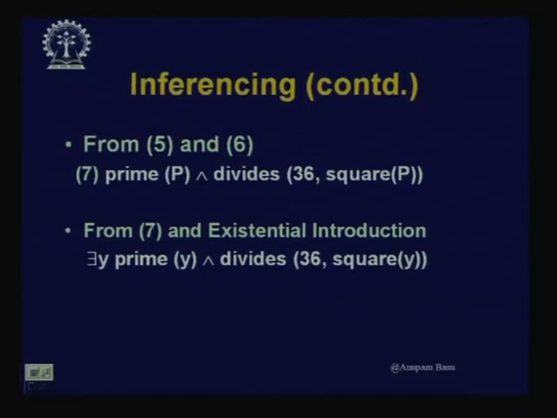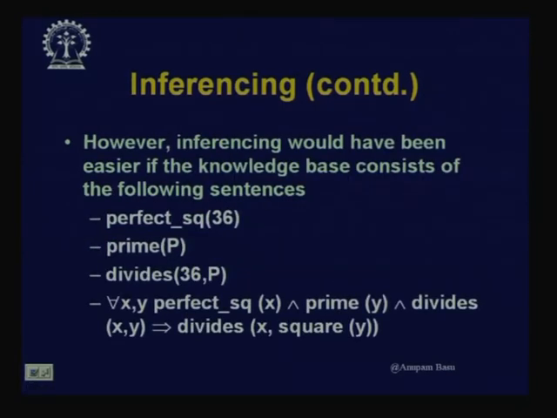However, inferencing would have been easier if the knowledge base consisted of the following sentences. Say, you have noted down the problem, so you can try it in different ways, okay, and I would encourage you to do that. Suppose the knowledge base consisted of sentences like this: perfect square 36, which was there, prime p divides 36 p, and for all x y prime perfect square x and prime y divides x y, then probably the inferencing would have been easier.